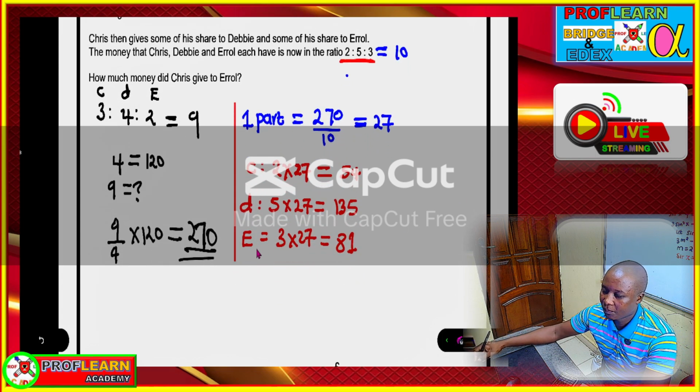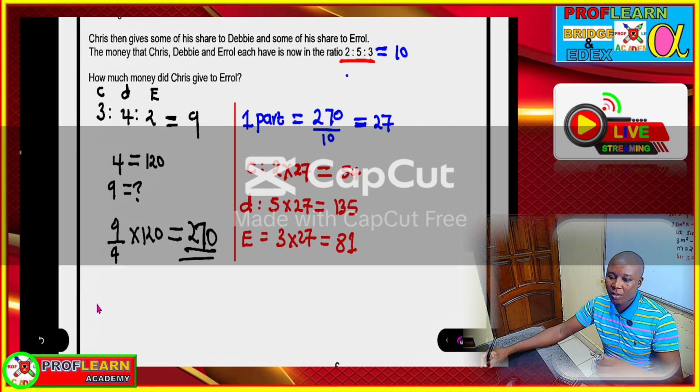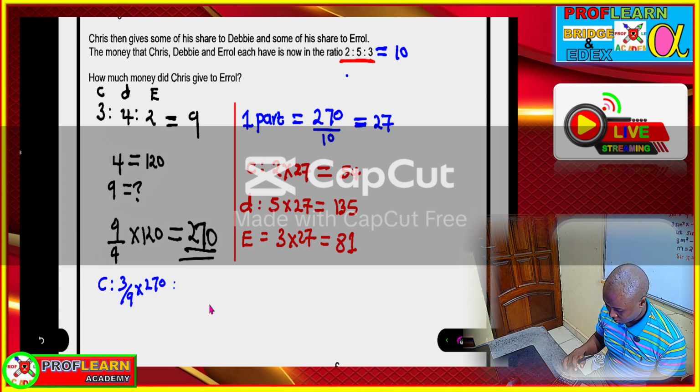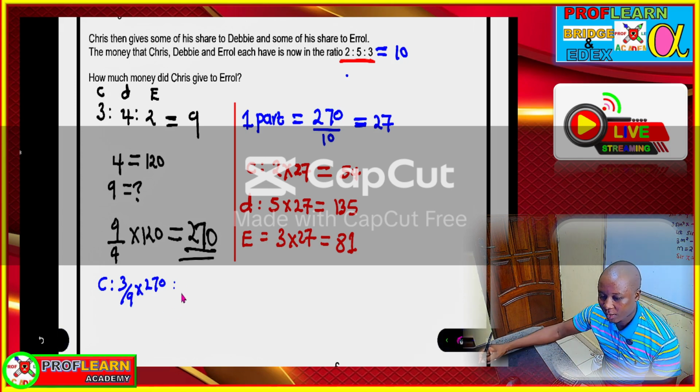But in their first ratio, initially, we can work out the amount Chris was having. Chris was having 3/9 times 270. So Chris was having how much? Let's see. 270 times 3/9, which translates to 90.